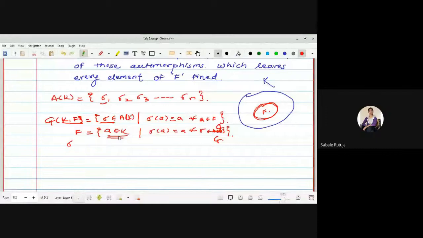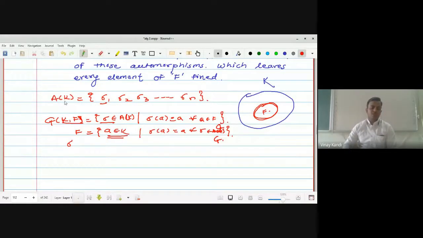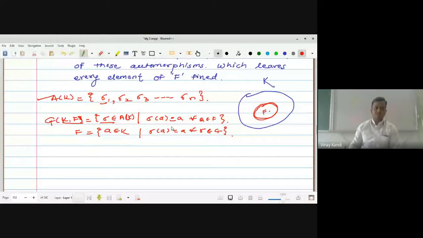What is A of K? It's the set of all automorphisms, that is, the group of all automorphisms on K. Suppose this set contains n elements, sigma 1, sigma 2, sigma 3, and so on up to sigma n. What is GKF? Take the elements from this set such that sigma of a is equal to a for all a belongs to F.